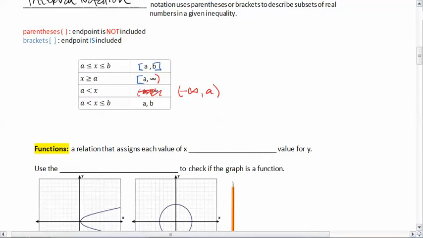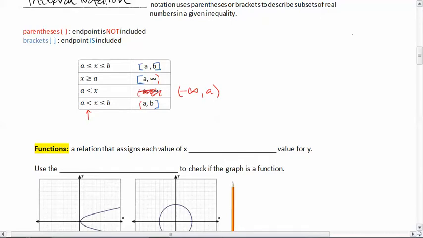The last example we have is a is less than x, which is less than or equal to b. For this one, obviously, we can equal b. We cannot equal a. Less than, not equal to. So that's what our set notation looks like for that, our interval notation, excuse me.